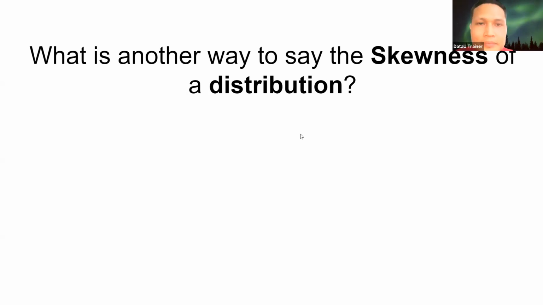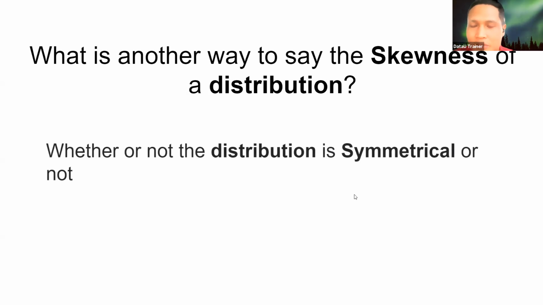Okay, so another way to look at this is whether or not the distribution is symmetrical, all right? So when we look at skewness, another way to say it is: is it symmetrical? Is it balanced? Skewness is not symmetrical. Skewness is more going on the left or on the right. Yes, that's true. If it's left skewed or right skewed, it's not symmetrical, right?